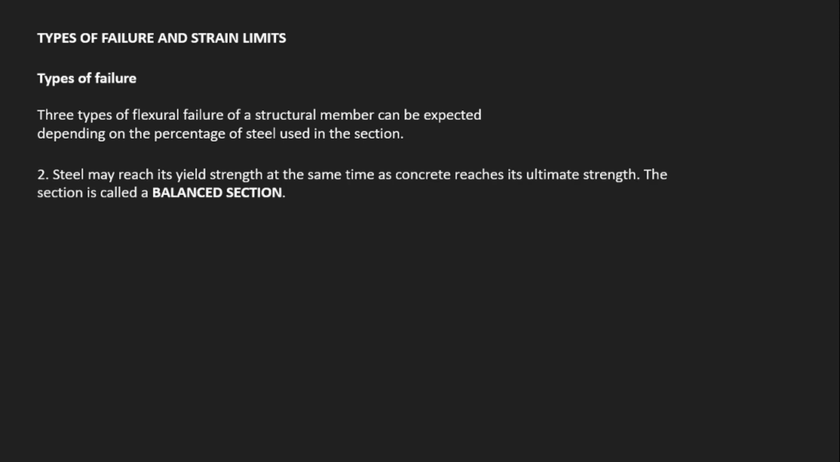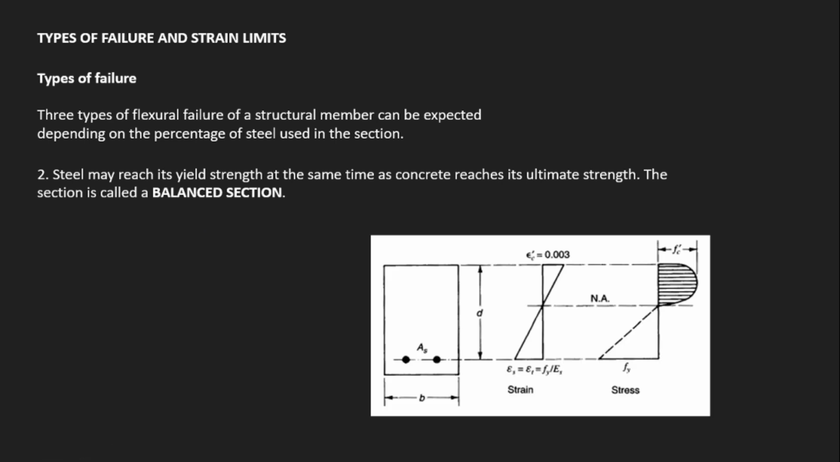Number 2, if the steel may reach its yield strength and at the same time, the concrete reaches its ultimate strength, the section is called balance section. Ibig sabihin, kung nag-yield yung bakal at the same time naabot natin yung 0.003 na maximum strain of our concrete, ibig sabihin, this is a balance condition. So, ganun nga. So, naabot natin yung 0.003 and this is a strain diagram. Tapos, this is our stress diagram.